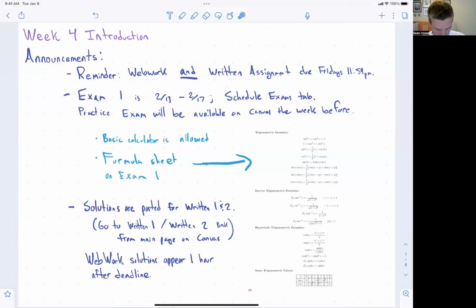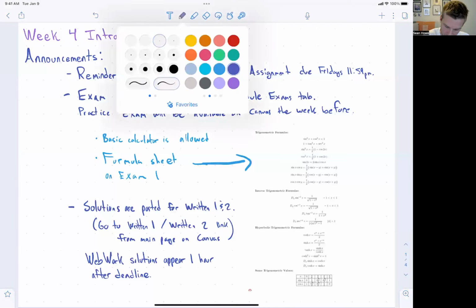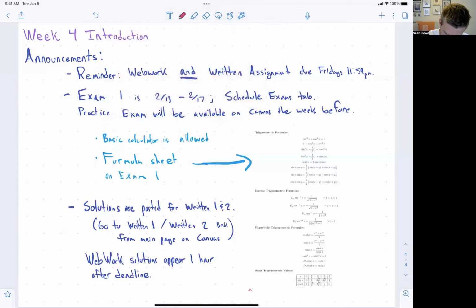One question I've been getting a lot for the exam is about calculators and a formula sheet, so I just wanted to mention a little bit about that. You will be allowed to have a basic calculator, but it should not be programmable and not be graphing. But like a basic calculator, you can compute multiplication, division, logs, and so on is fine.